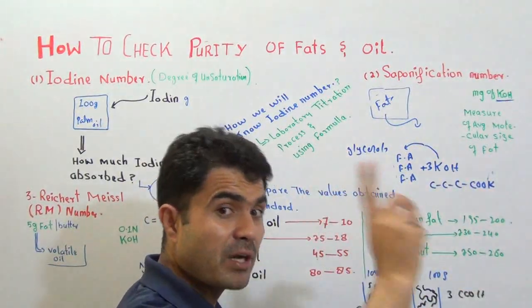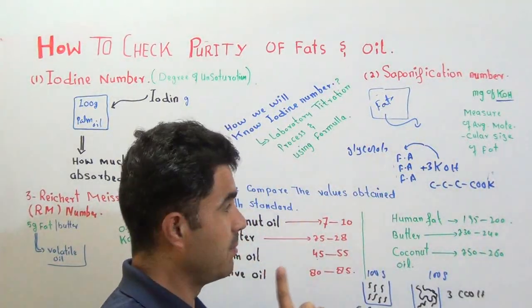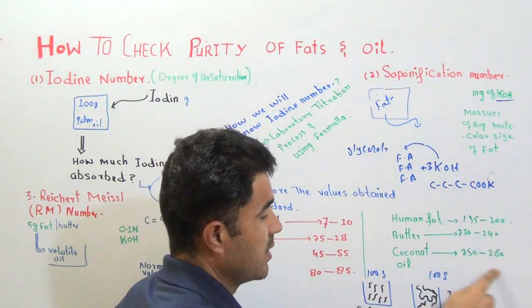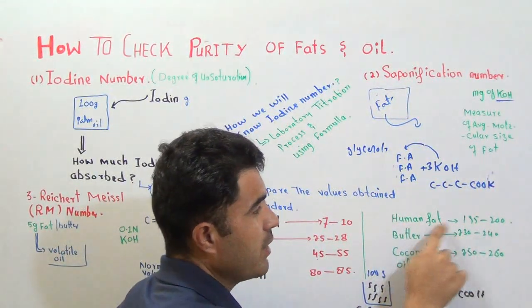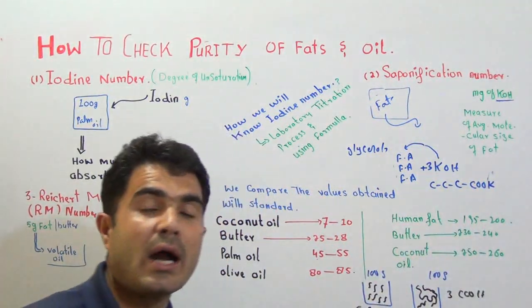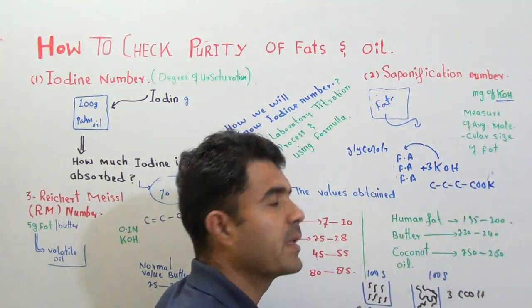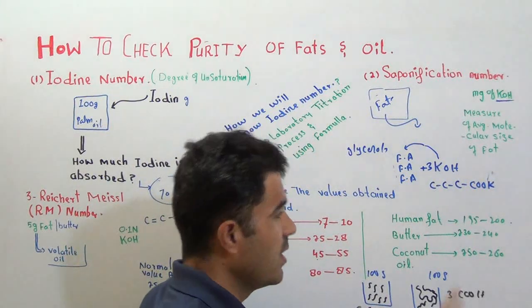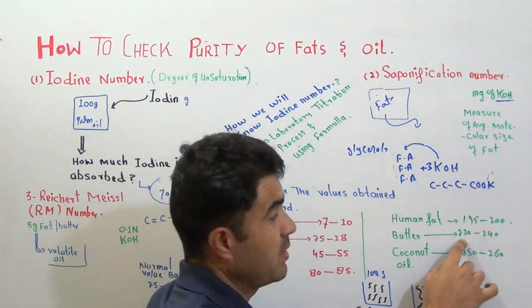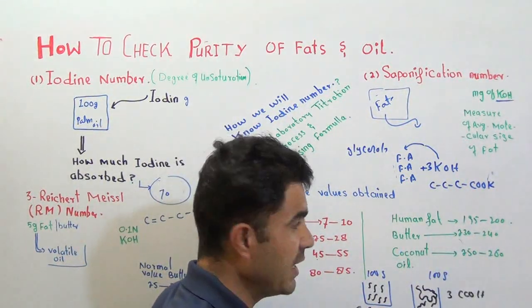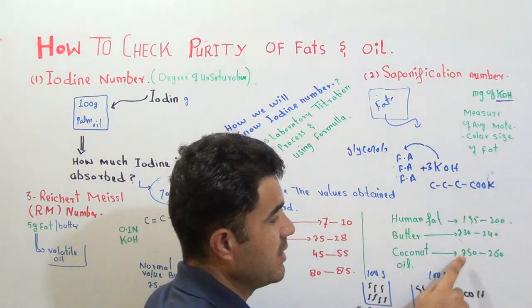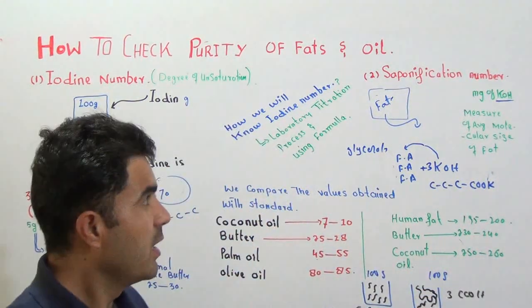and that value will be compared with the standard, just like in iodine number. So here are the standard values. For human fat, we have 195 to 200 as the value, and butter is also some sort of fat. Its saponification number is 230 to 240, and for coconut oil that is 250 to 260.